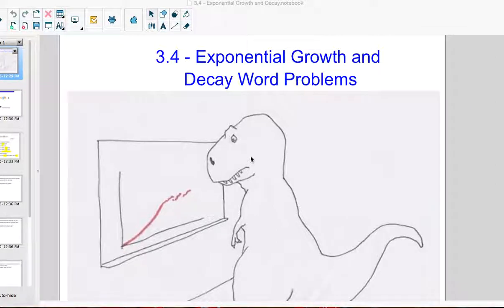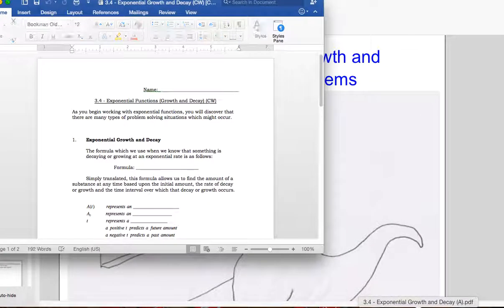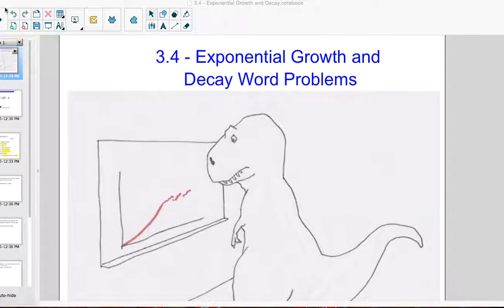Guys, this is lesson 3.4, December 14th, I believe. You guys should have gotten a classwork from a sub. It looks like this. You can follow along in the notes with this. It goes pretty much hand in hand like usual. And today we're doing exponential growth and decay.